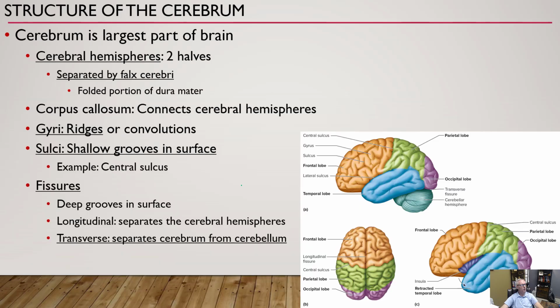All right, so when we're looking at the brain, we have these things called gyri. That's plural. A gyrus is singular. Those are the ridges or convolutions. They're almost like a raised surface. So here you can see these gyrus or gyri. Those are the raised surfaces. So those are the gyri or the gyrus. We also have these sulci. Those are shallow grooves.